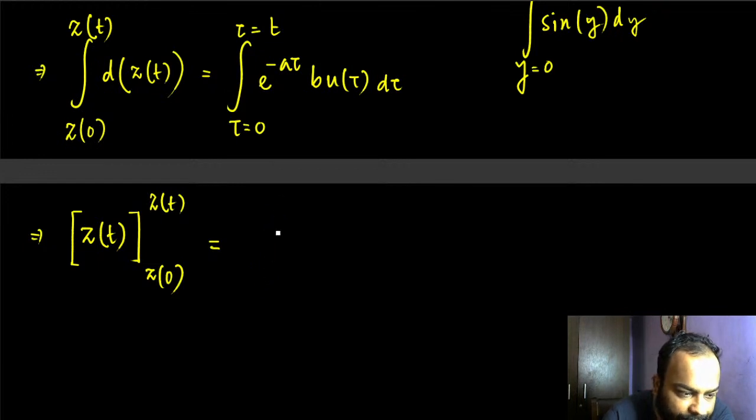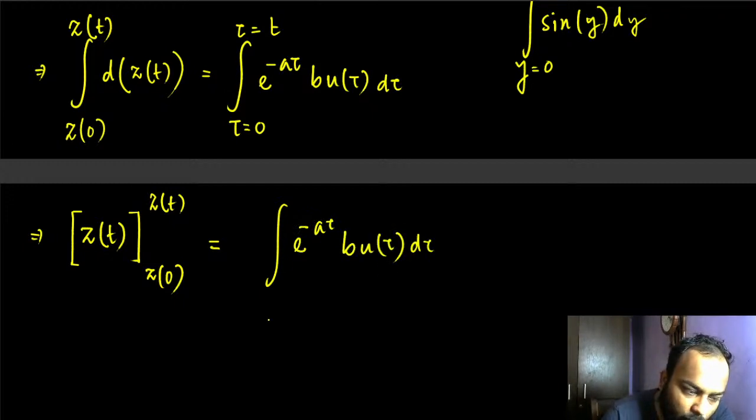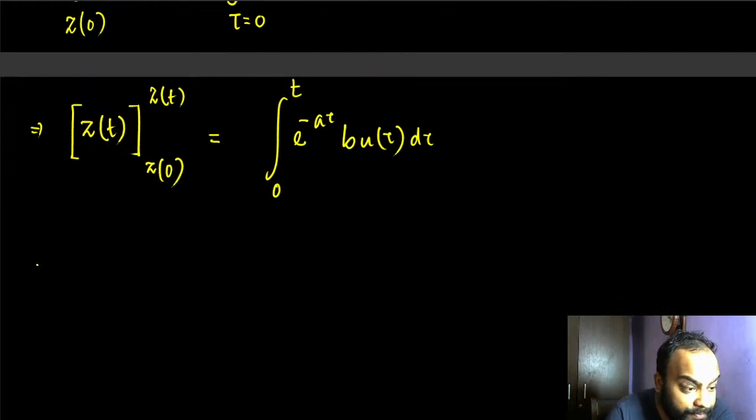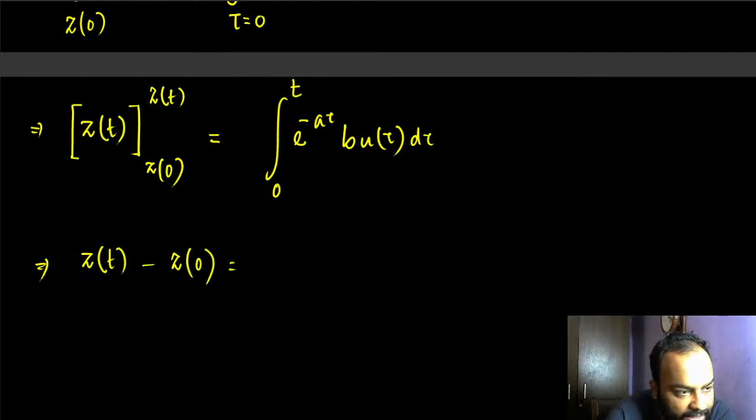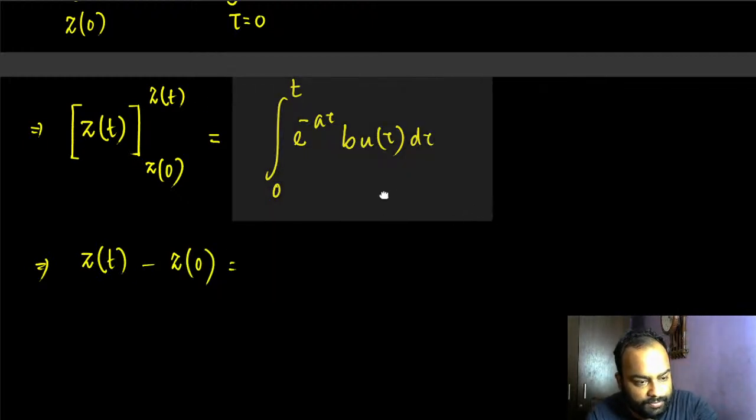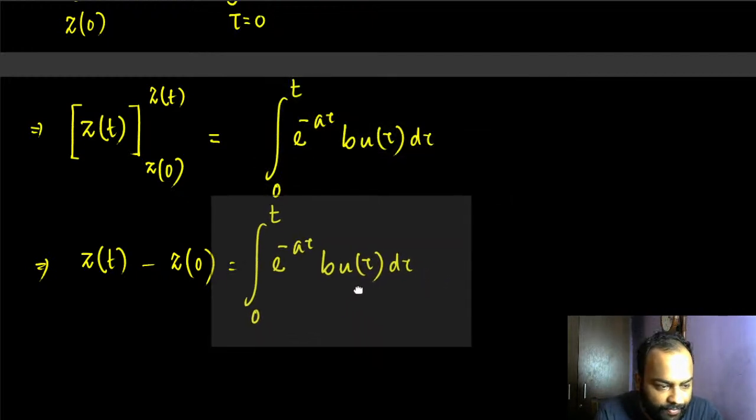So it's an integration of e to the power minus a tau, b u tau, d tau, where tau varies from 0 to t. I'm not writing tau equal to 0, tau equal to t, because it is assumed that it is happening with respect to tau, and tau is being replaced. Now, of course, let's put the upper and lower limits. So we have zt minus z0, and on the right hand side, once again, we have this.